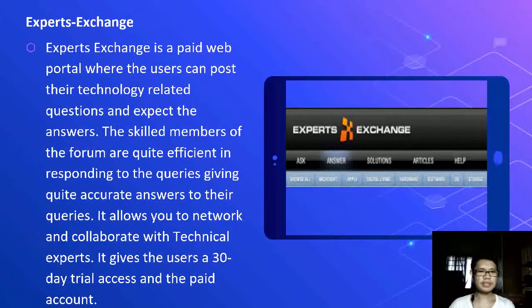Last, we have Experts Exchange. It is a paid website portal where users can post their technology-related questions and expect answers. The skilled members of the forum are quite efficient in responding to queries, giving quite accurate answers. It allows you to network and collaborate with technical experts. It gives users a 30-day trial access in the paid account.